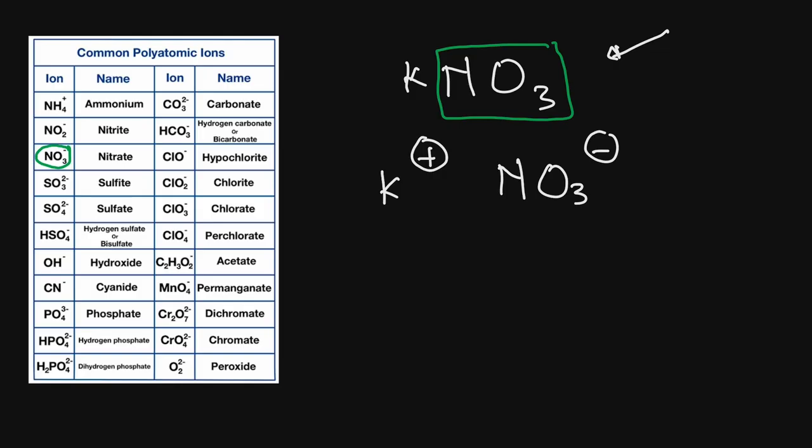Now, for us to be able to name this compound, we have potassium, so we start by saying potassium. And this last part is a polyatomic ion, so you name it with its name, which is nitrate. So this is going to be potassium nitrate. That is how we name polyatomic compounds.